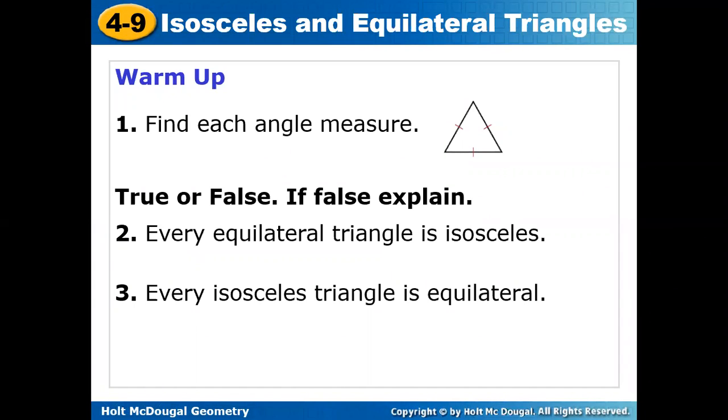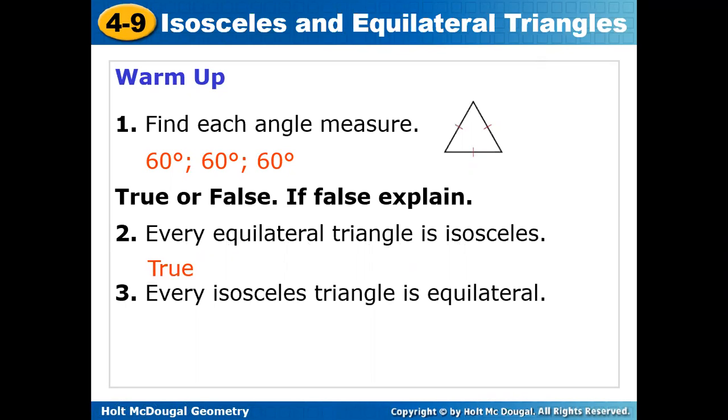Lesson 9 in chapter 4, isosceles and equilateral triangles. If I ask you to find each angle measure in this triangle, you know that in this equilateral triangle each angle measure is 60. True or false: every equilateral triangle is isosceles? The answer is yes, true.